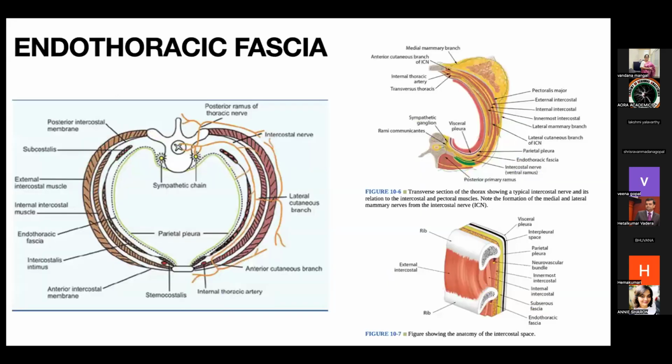The next fascia is your endothoracic fascia. The endothoracic fascia is like a barrel enclosing your thoracic region. It is present deep to the transversus thoracis muscle and superficial to the parietal pleura. It extends above from the suprapleural membrane, and it goes down and continues with the thoracolumbar fascia, that is the posterior layer in the posterior region. So this is about the endothoracic fascia.